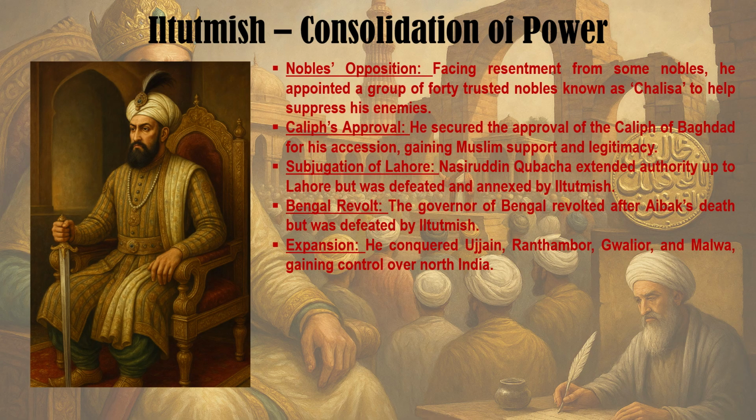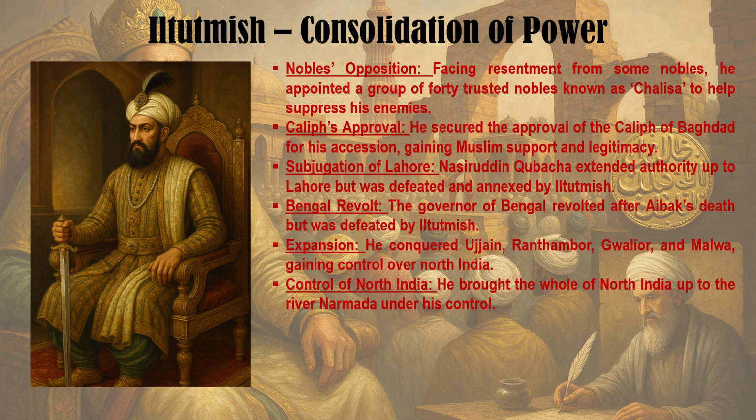He conquered Ujjain, Ranthambore, Gwalior and Malwa, gaining control over North India. So all these territories were conquered newly by Iltutmish. He brought the whole of North India up to the river Narmada under his control. So up to river Narmada, that is the central portion of India, from north to center, everything was under the control of Iltutmish.